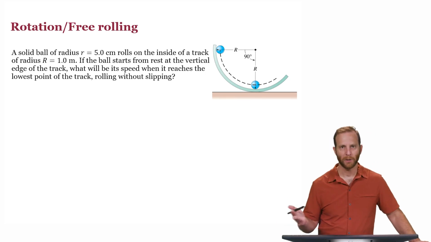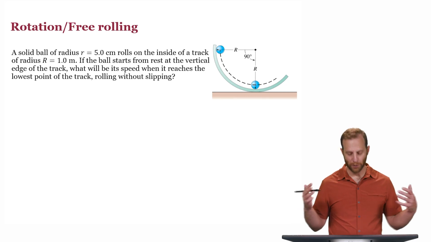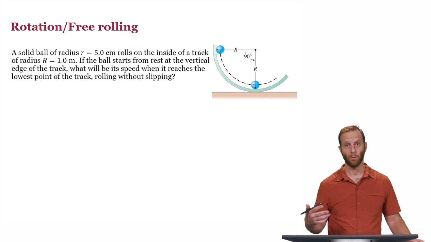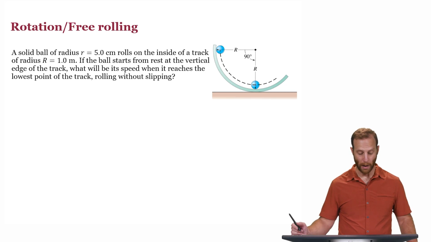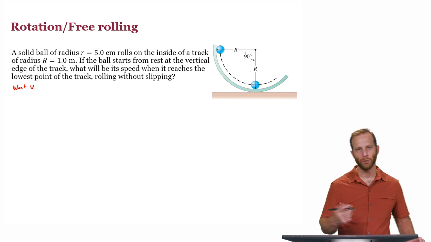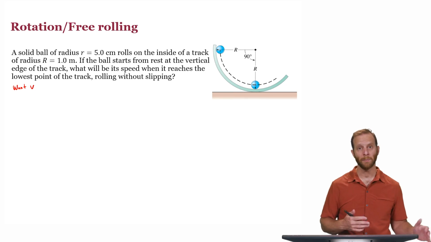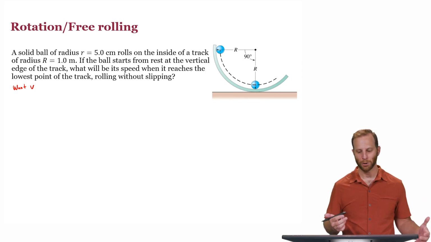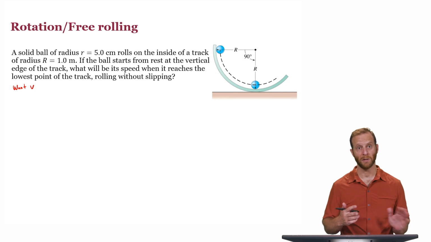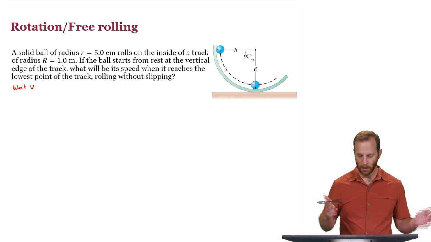So this is a typical rolling without slipping problem, and we want to know the speed of an object at the bottom of some ramp or hill or track. Since we want v, you might think that we would use kinematic equations. The problem is most of those either use time or assume that the acceleration is constant, and here the acceleration is definitely not constant. What we can do, though, is apply a concept of conservation of energy.